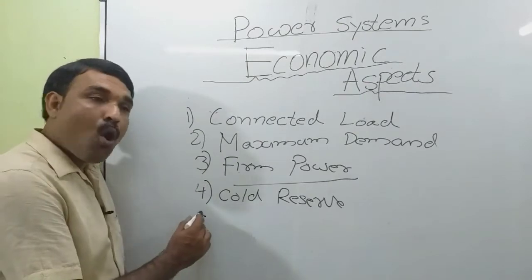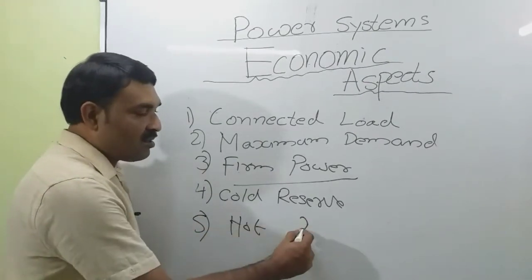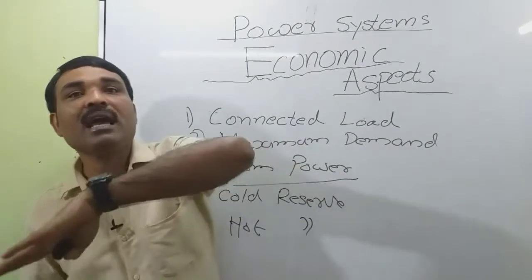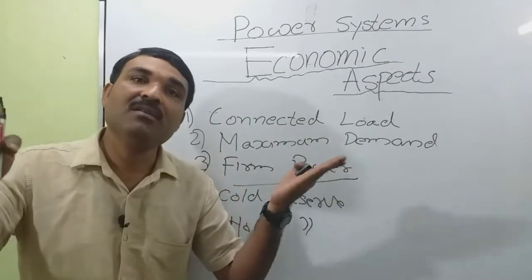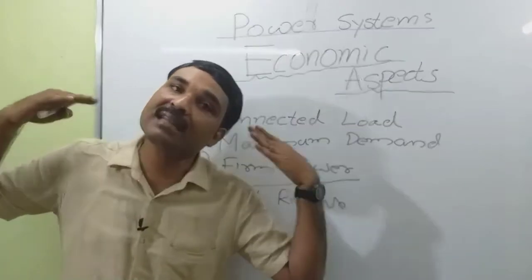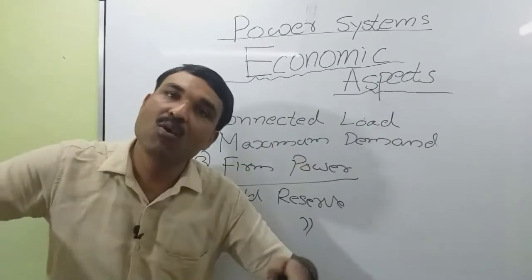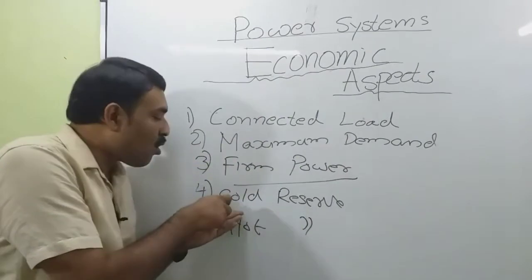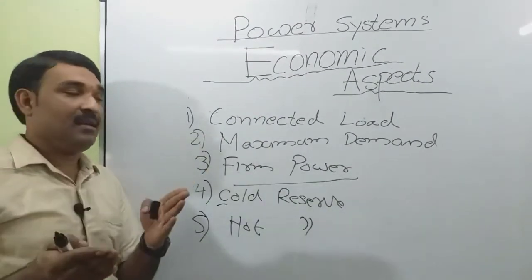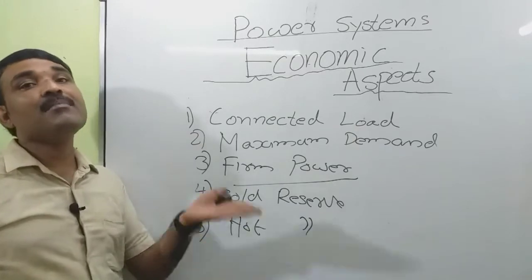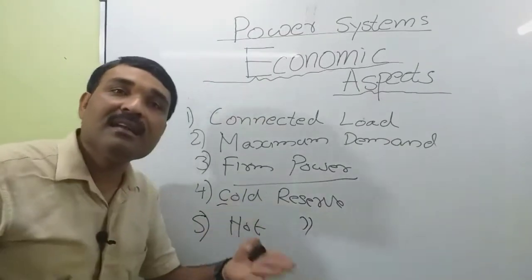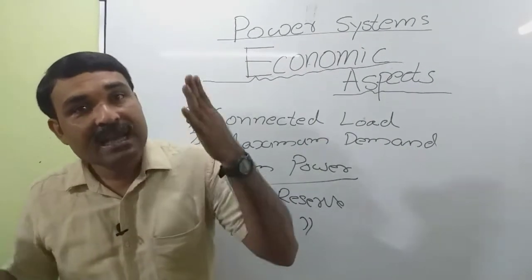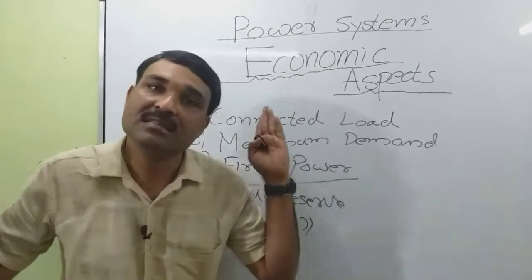Okay, next is hot reserve. These are the generators that are running or in operation but not available for the service. Not available for the service means that it is not connected to the bus, but the generator is always running or operating. If load demands, that can be given for the service. In cold reserve, all the generators are not running, but if demanded, the generators can be run. In hot reserve, all the generators are running, but not available for service. If needed, it can be made available for service.